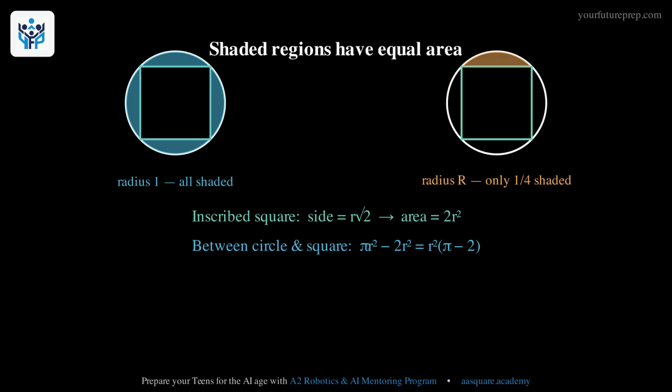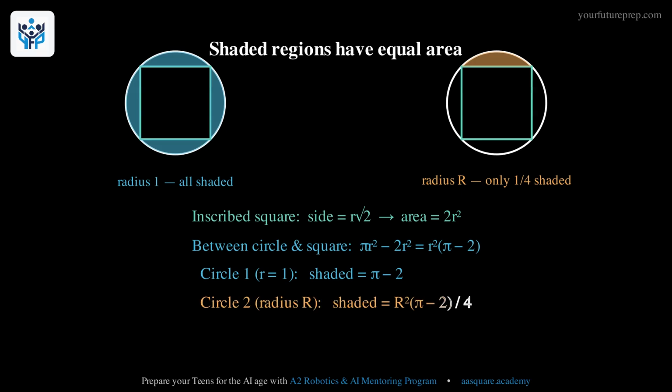The region between the circle and the square is the circle's area, pi r squared, minus 2r squared, which factors as r squared times (pi minus 2). For the first circle, r is 1, so the shaded area is just pi minus 2. For the second circle, the full region is r squared times (pi minus 2), and 1/4 of it is shaded: r squared times (pi minus 2) over 4.